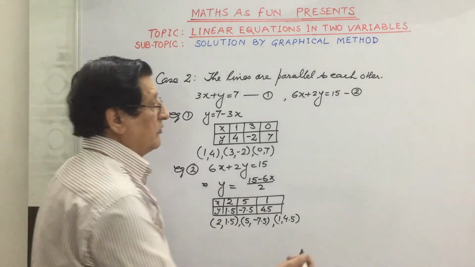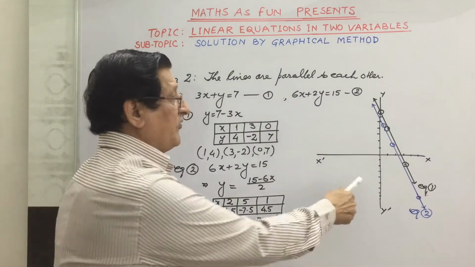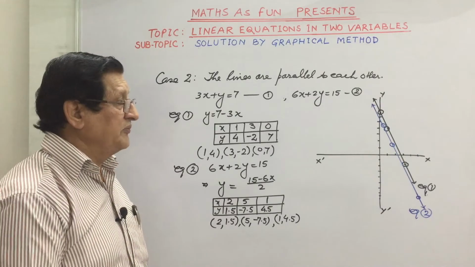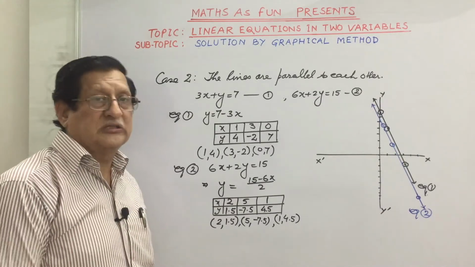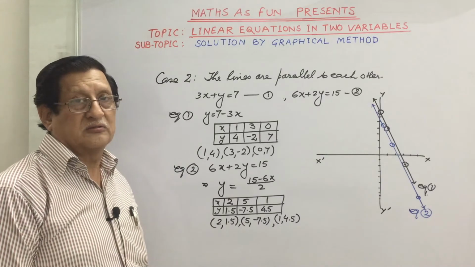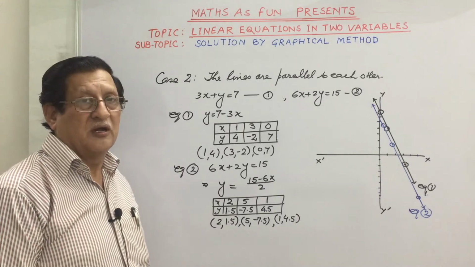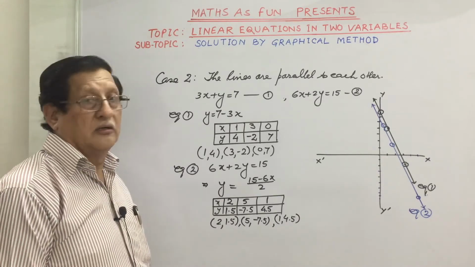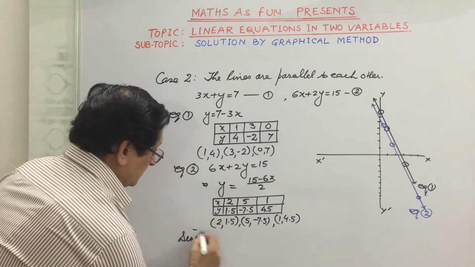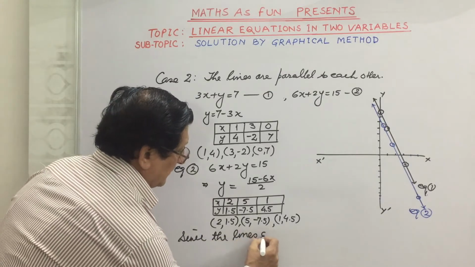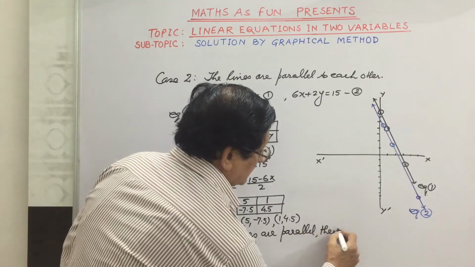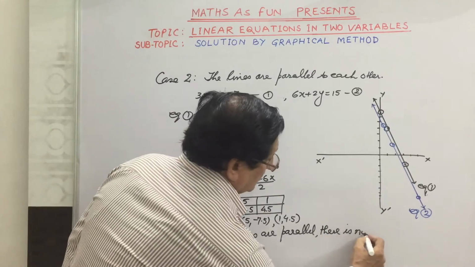Let's draw the graph of it now. What we find, the lines are parallel to each other. They will never meet. They will never intersect. It means there is no common point in these two lines. It means there is no common solution. And hence we say, since the lines are parallel, there is no solution.